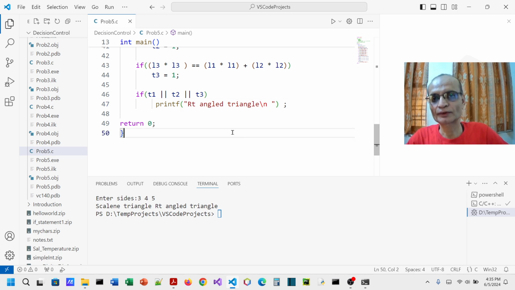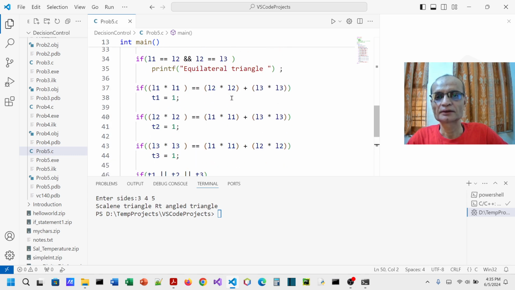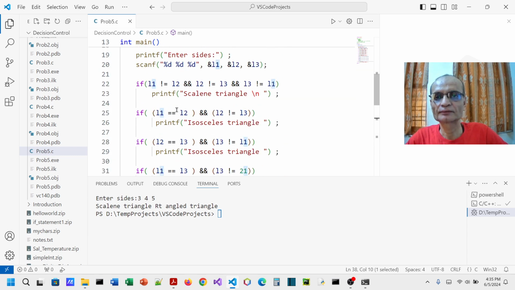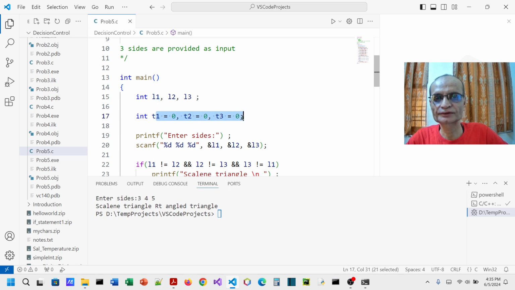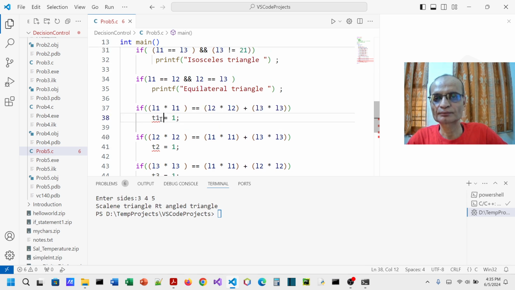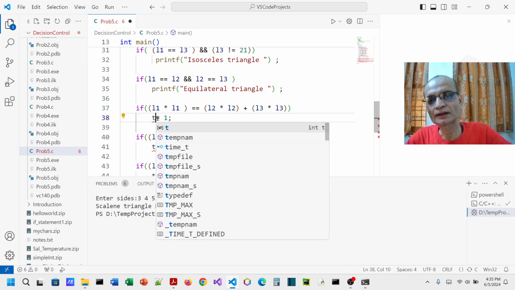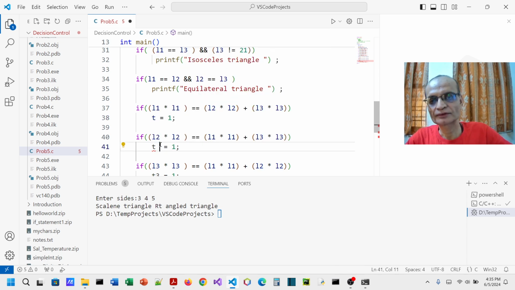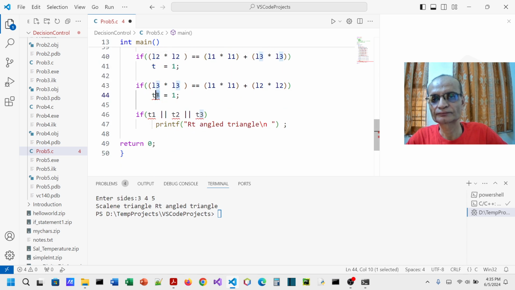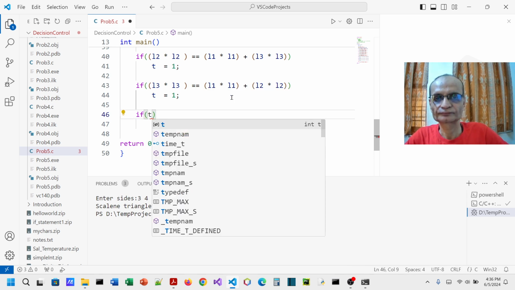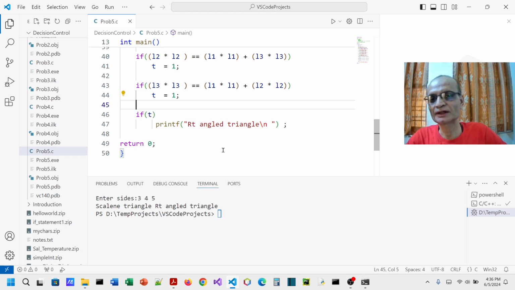Now the important point is, was all this logic required? It was not required. We could have simply used t. Instead of this we could have used t is equal to 0. We initialize it to t is equal to 0, and then whenever a particular condition becomes true, we could simply set t. So let's see this logic, and then here we could simply say if t. That means if t is equal to 1, then only this will run.